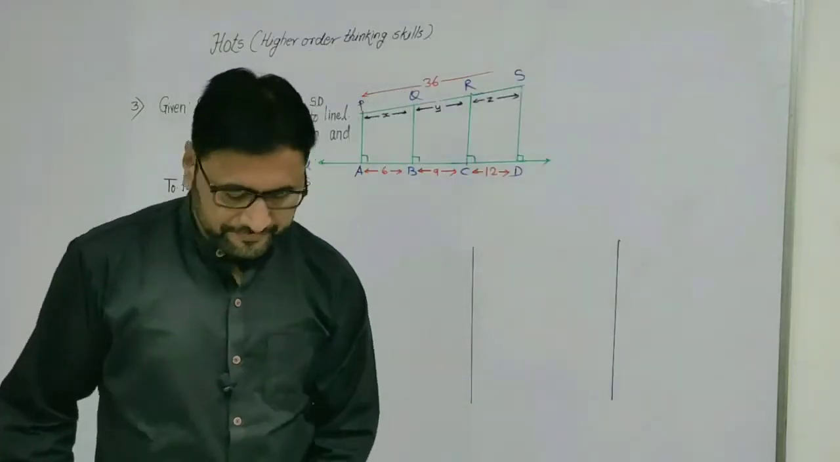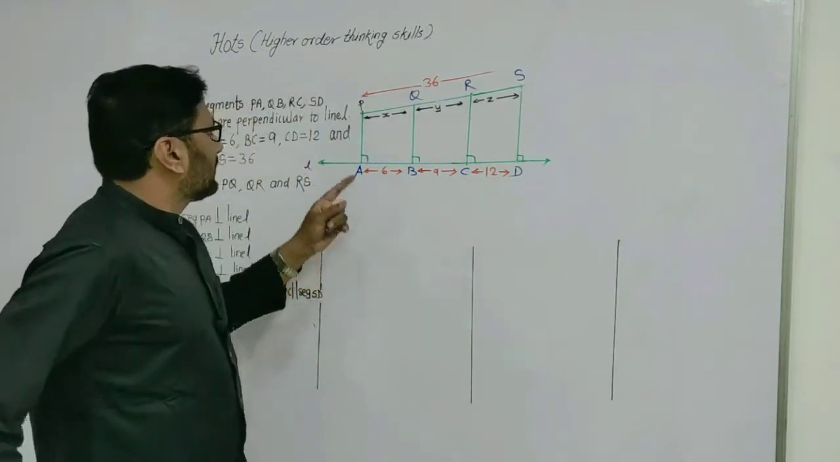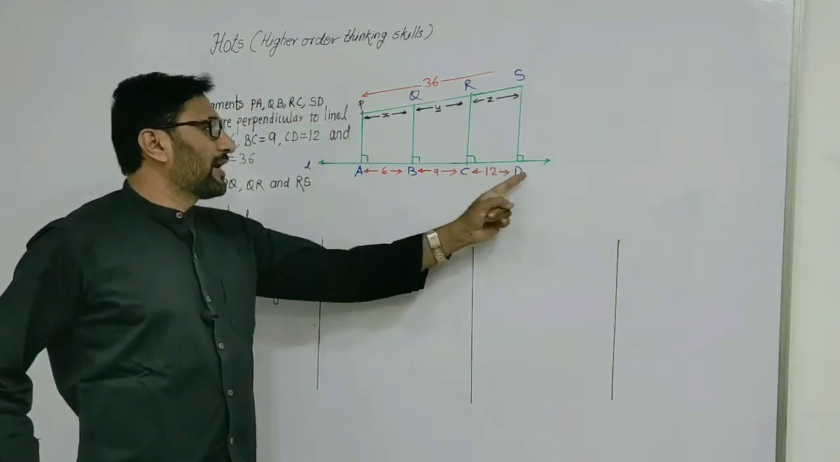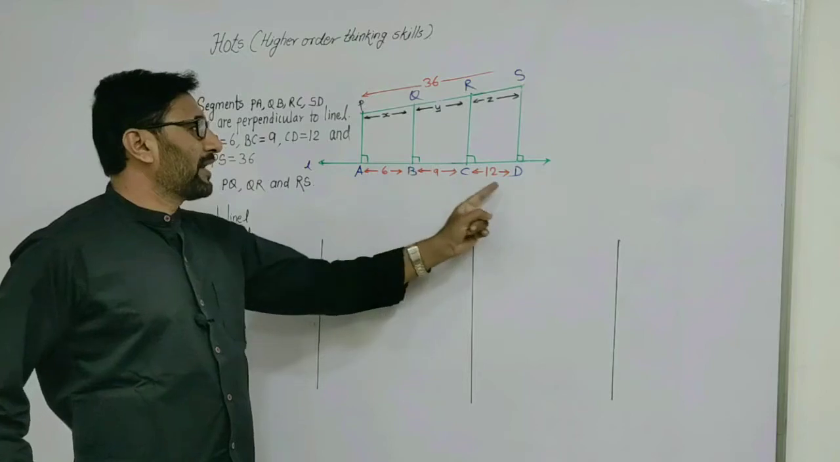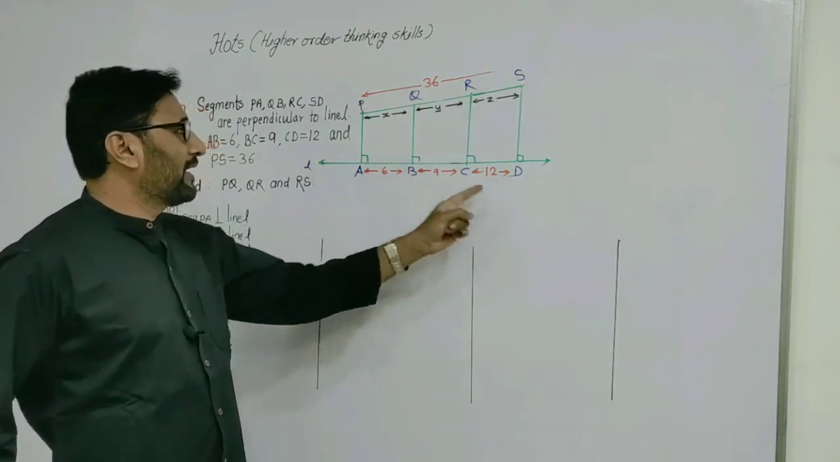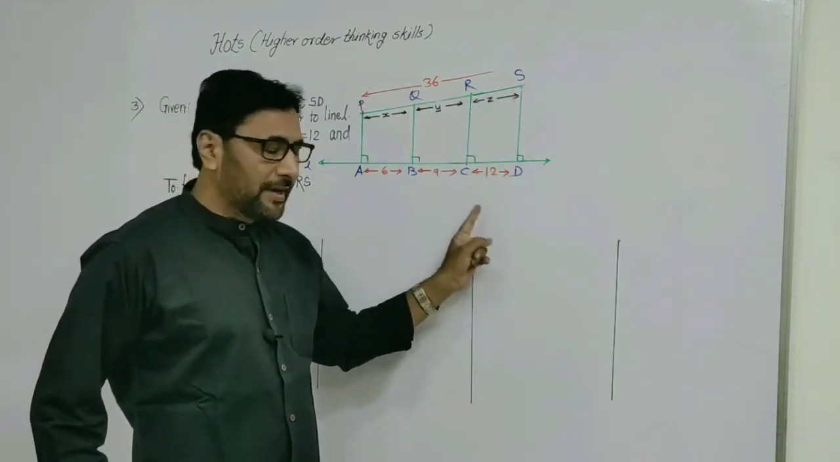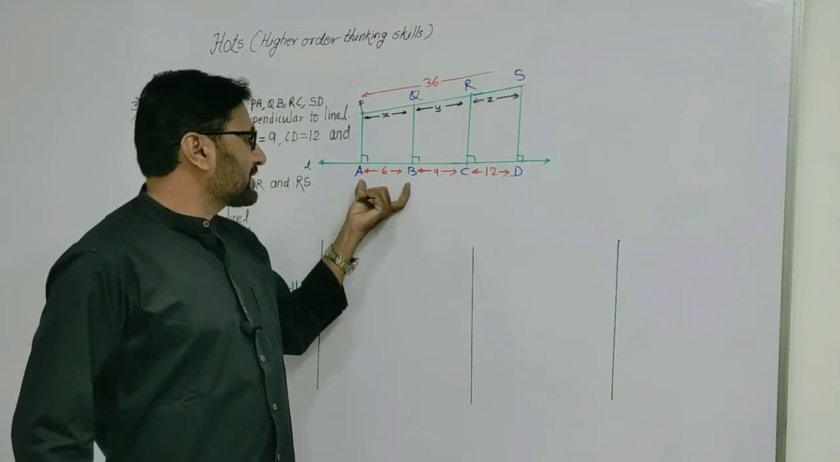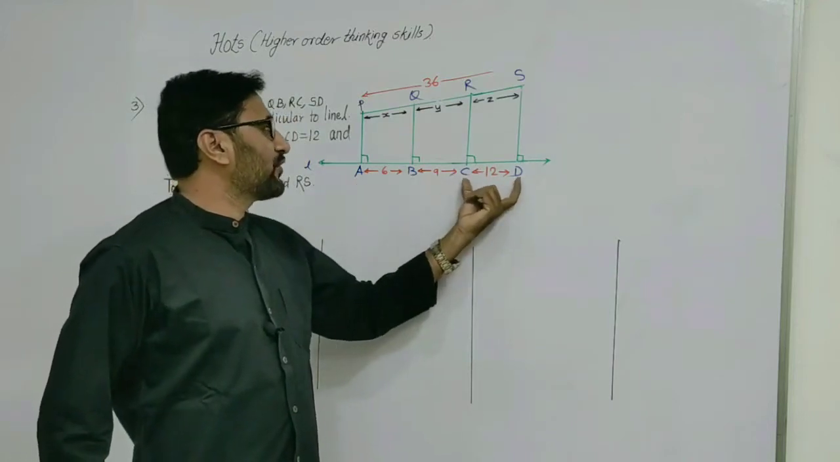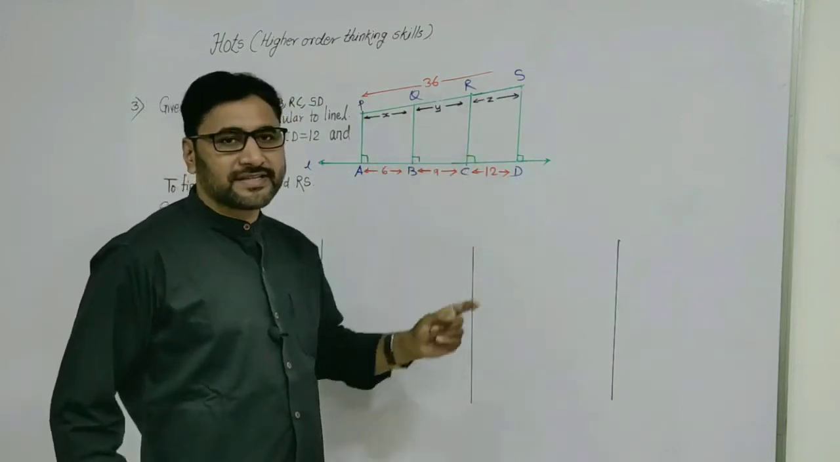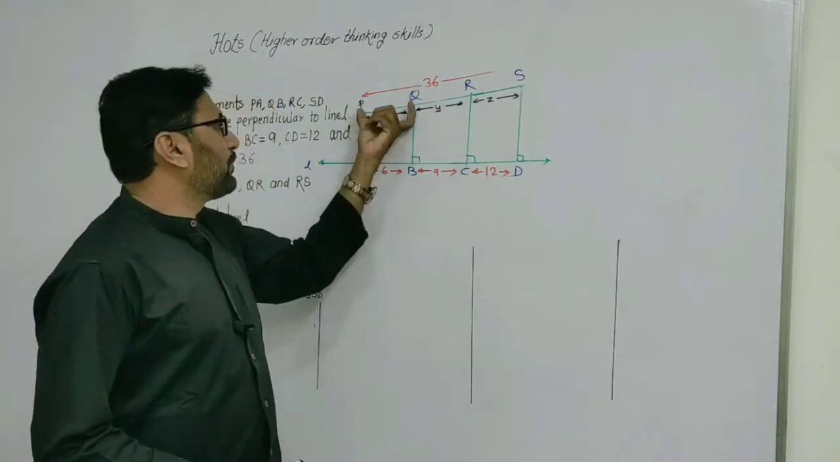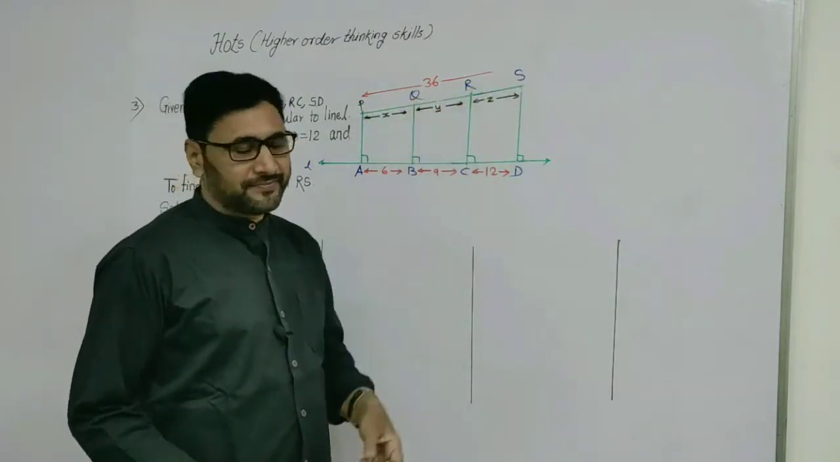Now next sum is, segment PA is perpendicular to line L, QB is perpendicular to line L, RC is perpendicular to line L, SD is perpendicular to line L. AB is 6, BC is 9, CD is 12 and PS is 36. We have to find length of PQ, QR and RS.